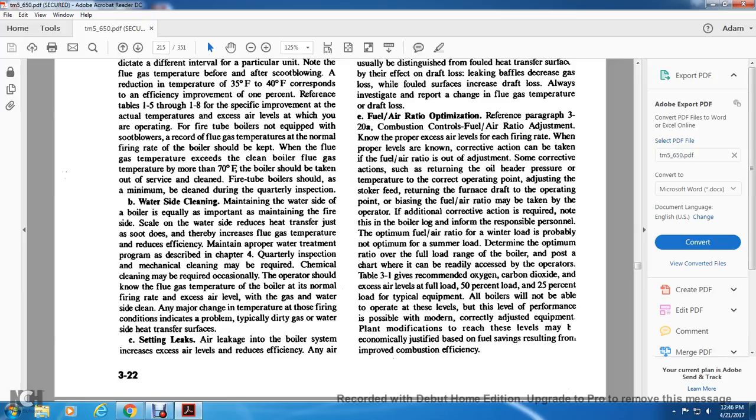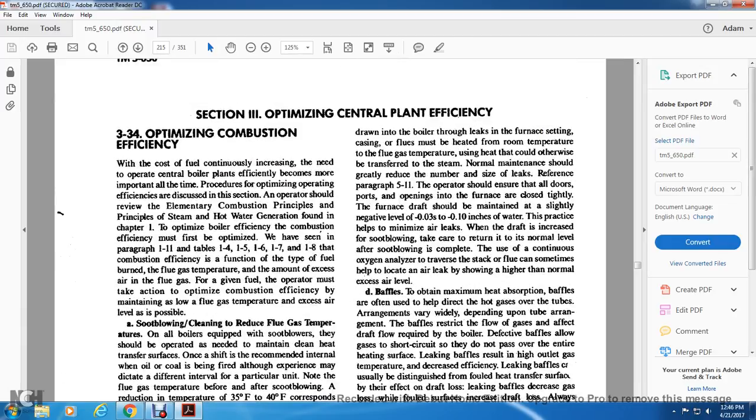Setting leaks. Any leak in the boiler system increases the excess air level and reduces the efficiency. Any air drawn into the boiler through a leak in the furnace setting or casing flues must be heated from room temperature to the flue gas temperature, heat that could otherwise transfer to the steam. Normal maintenance should greatly reduce these leaks.